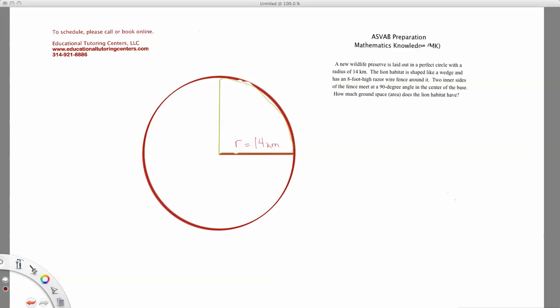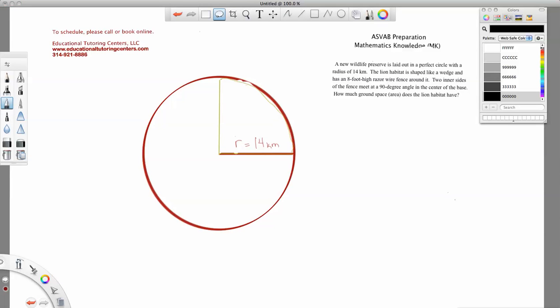Okay, so let's begin to break this problem down into its components. First thing we have is our circle here to represent the wildlife preserve, and then we have this wedge shape here which represents the portion of the lion's habitat. It tells us that we have the two inner fences that make a right angle right here. It also tells us that the radius of this circular shaped wildlife preserve is 14 kilometers.